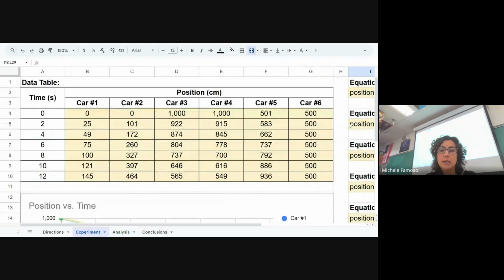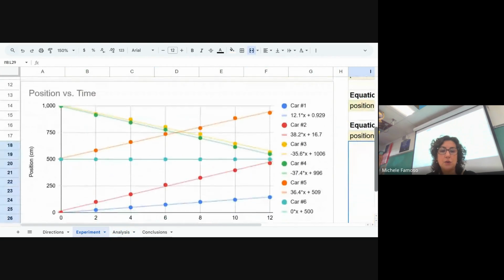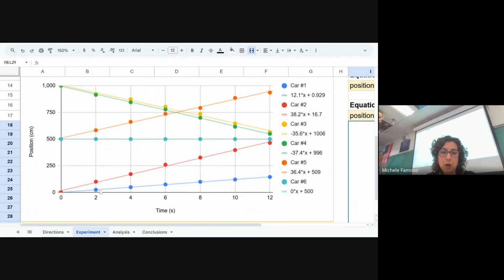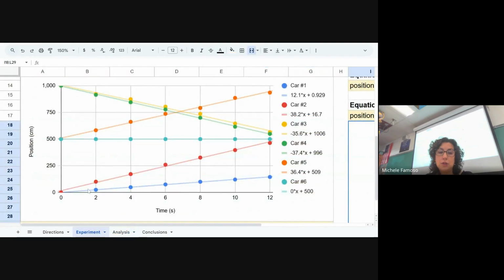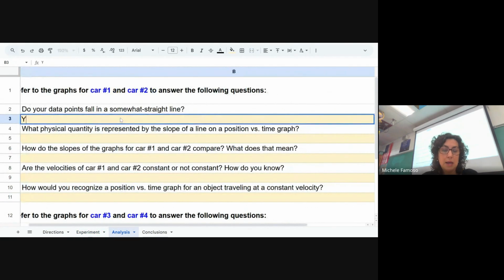So if I go back to the experiment tab and I look at these graphs, car 1 is this bright blue one here at the bottom, and car 2 is this red one. All right, you've got them. We're going to be going back and forth to help us answer these 5 questions. So the first thing, are our data points falling in a somewhat straight line? Do these look like they're making a pretty straight line? Yes. Okay, so let's answer that in a complete sentence. Yes, the data points create straight lines.